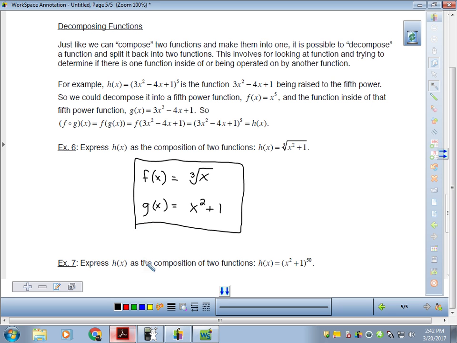There we go, we decomposed it. And again, you can check yourself. If you take this function and you plug it into that one, will it give you the original equation you had? Yeah.